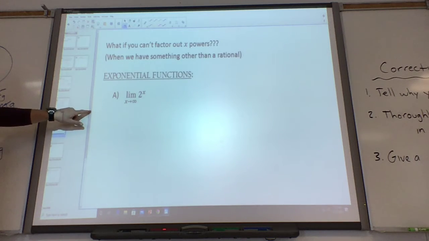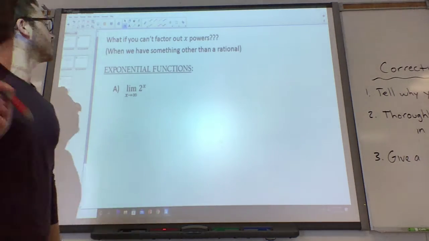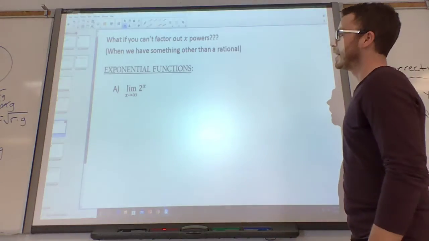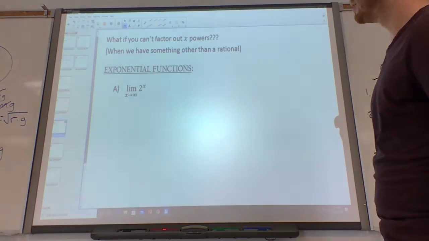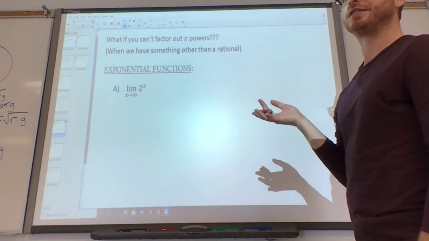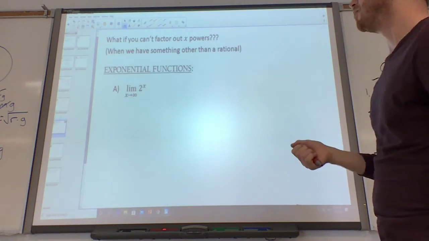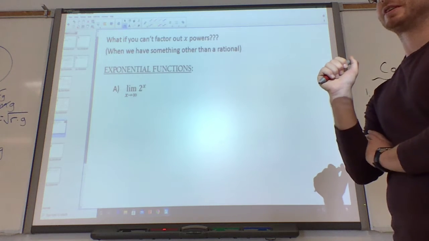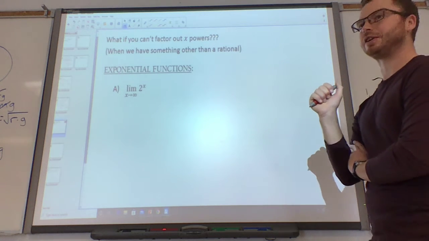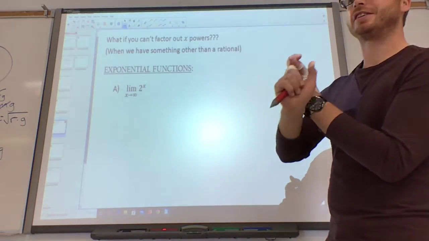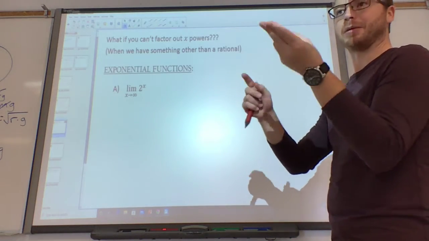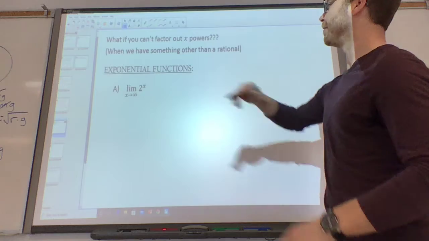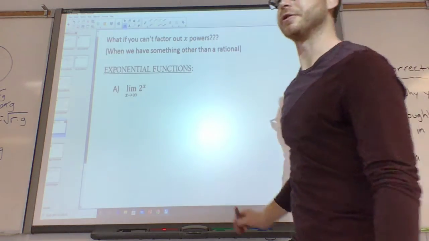So, let's carry on. When we have exponential functions, it's not easier to factor out x powers, okay? And when we have something other than a rational function, we will have to solve it differently. Remember one of the first ways we used to find the limit of a number? We had a few strategies. We could graph it, make a table of values, or solve it algebraically, or we could use limit theorems too, right? For these ones, we're going to make a table of values.